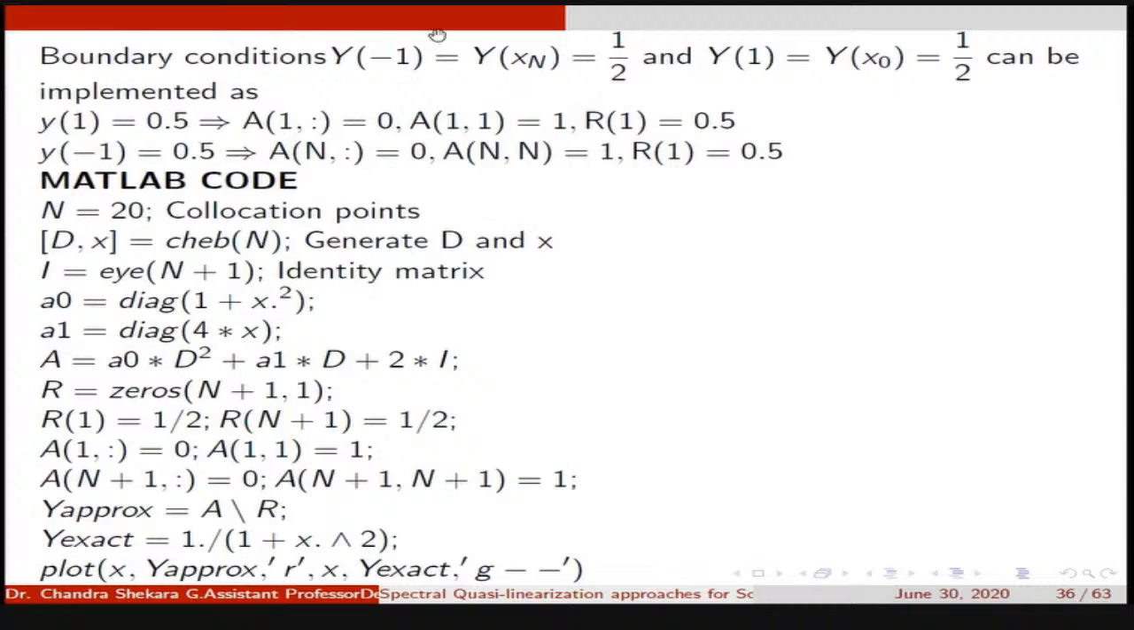How to implement these boundary conditions is very important, because we have mapped the interval -1 to 1 into 1 to -1. So 1 is x0 and -1 is xn. We are just inverting that interval, so the endpoints are switched. Implement the boundary conditions in the matrix in this form. So y of 1, the right boundary condition, is implemented at the first row. This is the first row, with changes in the first row of the matrix. And y of -1 is 0.5, which is implemented at the last row.